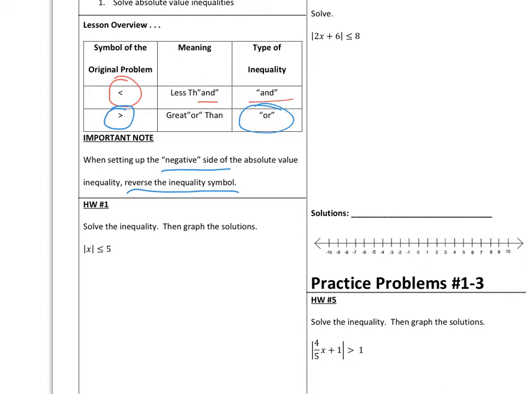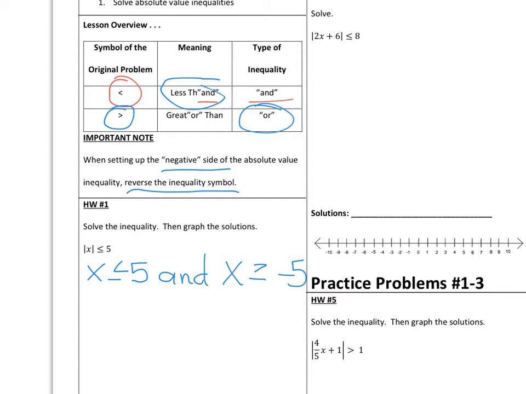So let's go ahead and take a look at homework number 1. And this one says the absolute value of x is less than or equal to 5. So because it's a less than, I know it's "and." So I'm going to set up two problems here. I've got x is less than or equal to 5, and x is greater than or equal to negative 5.